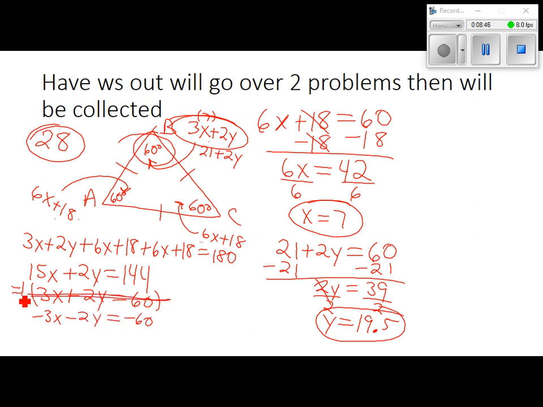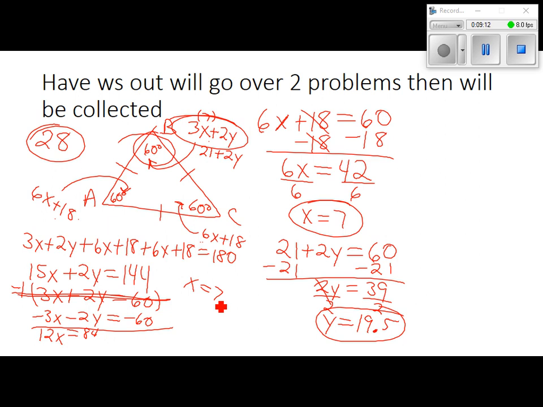Get rid of this equation now. We add them straight down. We get 12x. The y's cancel out. That's the equal sign there. What's 144 minus 60? 84. Divide by 12. Somebody help me out and divide by 12. 84 divided by 12. I can't write anymore. What is it? 7? Yeah. So x equals 7.